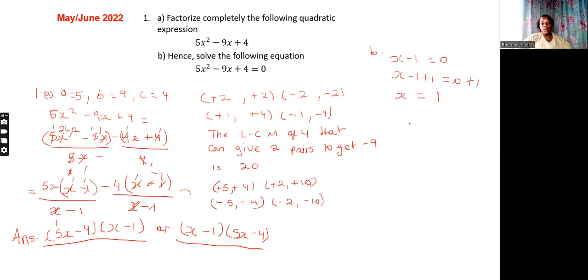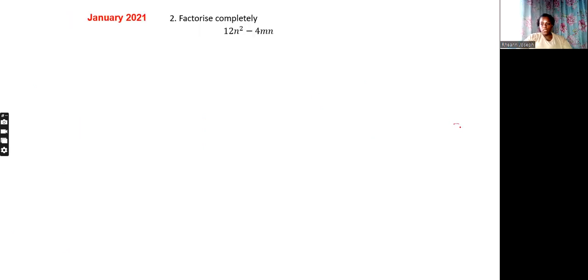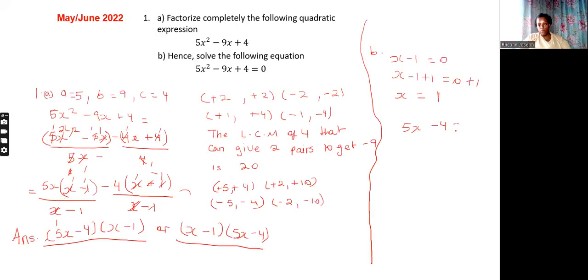And then we have 5x minus 4. So I'm just going to put a little separation, so you can see the difference. Then we have 5x minus 4 is equal to 0. So we have 5x minus 4 plus 4 is equal to 0 plus 4. And yes, that's a 4. So we have 5x is equal to 4.